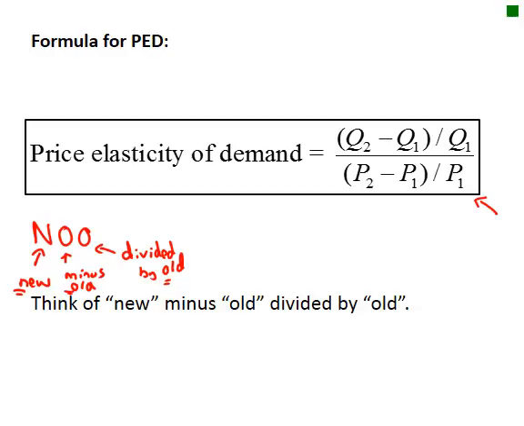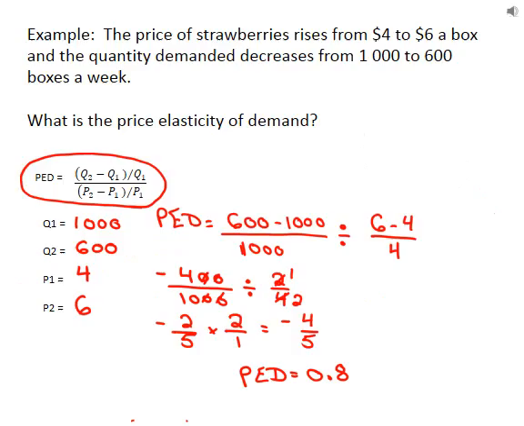And that really helps to remember how to set up the formula. And once again, the denominator always has to do with money, so in this case price. Or you could think again of dinner on a plate, the difference in quantity demanded over the percentage change in price, my apologies. All right, so let's look at this first example where we had the price of strawberries rising from $4 to $6 a box, and the quantity demanded decreases from 1,000 to 600 boxes a week. And we're asked to calculate the price elasticity of demand.